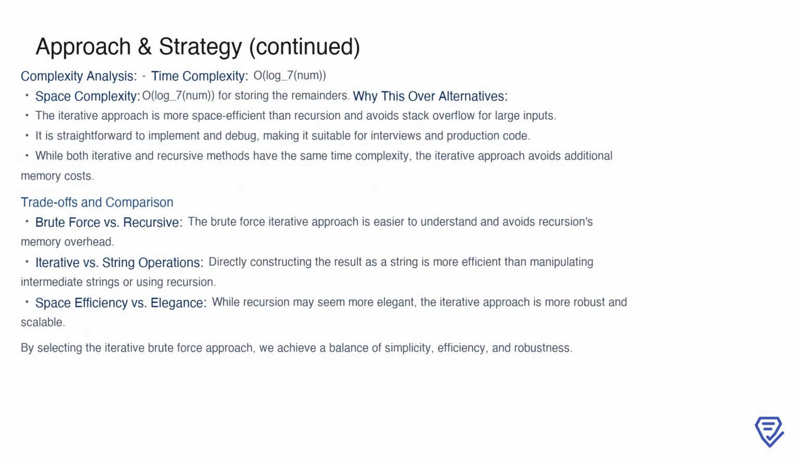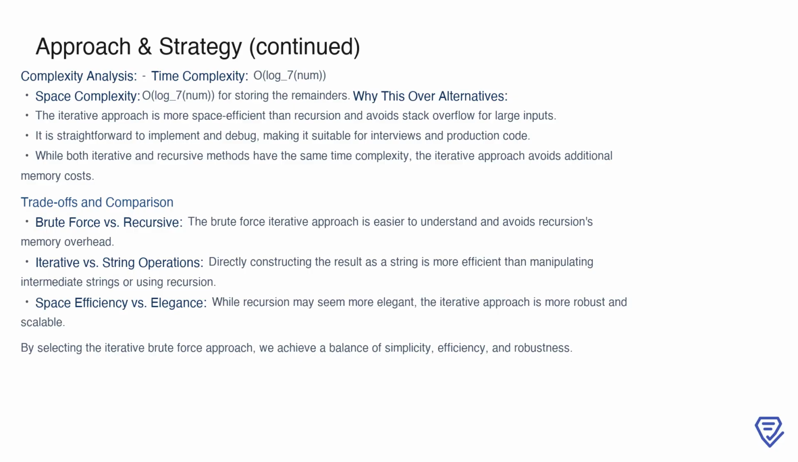Analyzing the complexity of this approach, the time complexity is O(log_7 number), as the number of divisions is proportional to the logarithm of the input in base 7. The space complexity is also O(log_7 number), due to the storage of remainders during the iterative process.